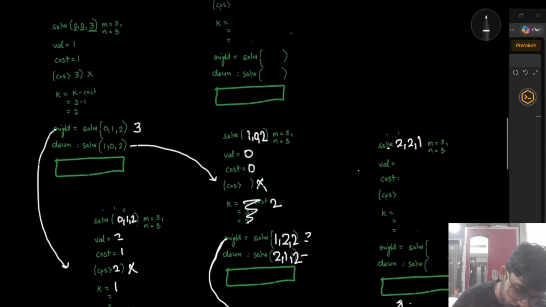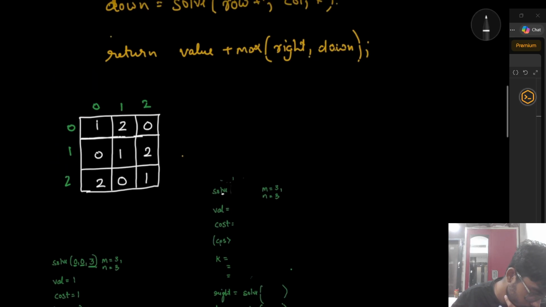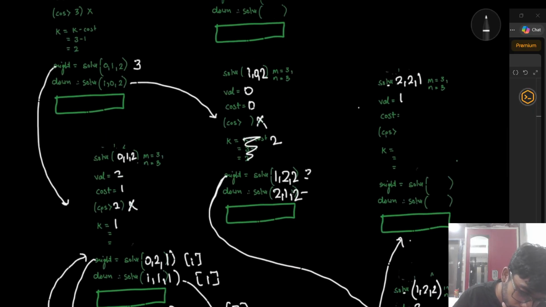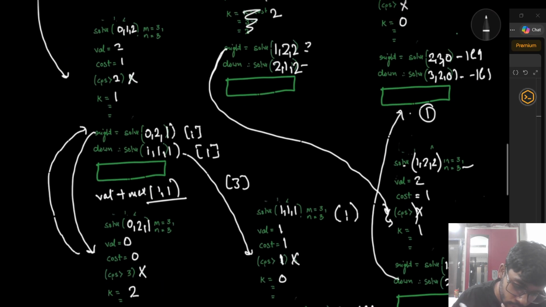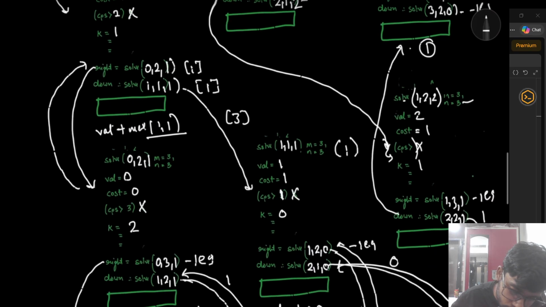2 comma 2 comma 1 here. 2 comma 2 will be 1. The cost will be 1. So k will become 0 here. So we will again call 2 comma 3 comma 0. So it will give minus 1e9. Then 3 comma 2 comma 0, again it will give minus 1e9. So it will give us 1 here.